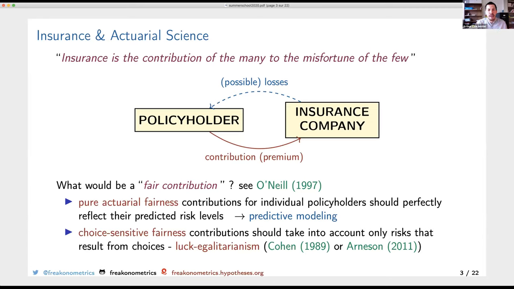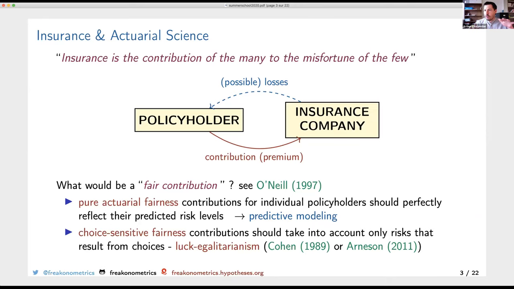So once you understand that insurance is about selling a promise and a dream, like, okay, if you give me some money right now, I'm going to give it back to you in case you have a loss, it's a promise insurance companies are selling to policyholders. You see that we need predictive models, and they will be the heart and the core of the insurance business. So we need good predictive models, and this is why there's such an interest in machine learning techniques in insurance.